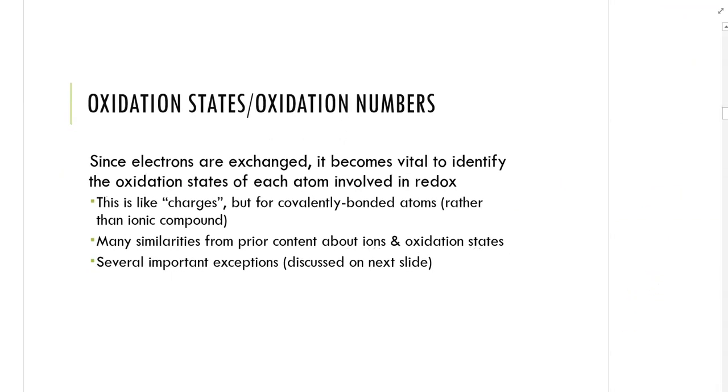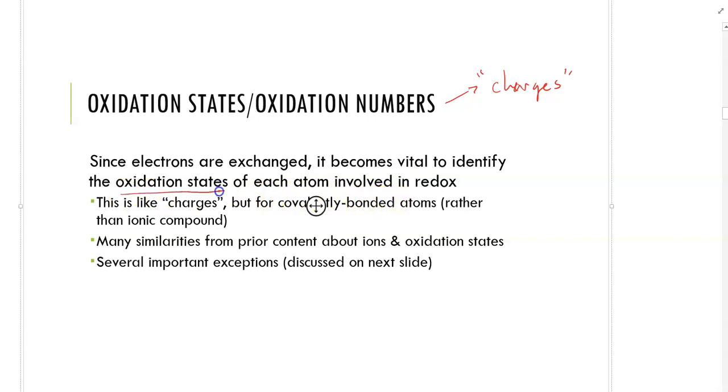First thing we're going to learn about is something called oxidation states and oxidation numbers. Now, these are actually something we've learned before. Some of you may remember them as charges. That's again a little bit of a misuse that we've been doing over the months. These are a little bit different. They're not exactly the same. So here's how it works. Since electrons are exchanged, it becomes vital to identify the oxidation states of each atom that are involved.